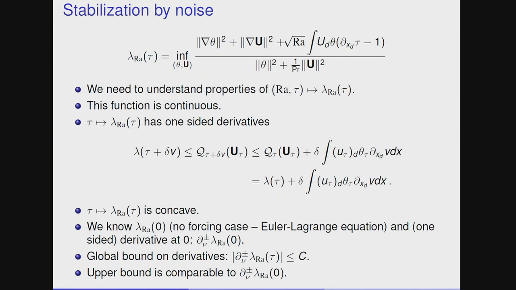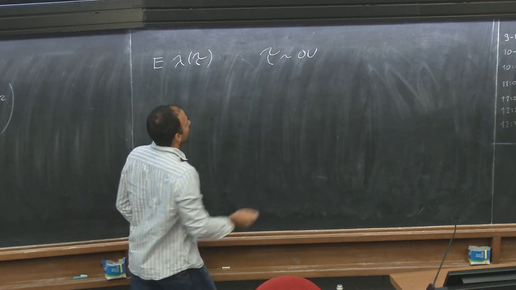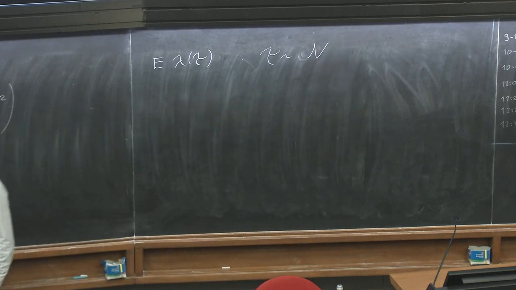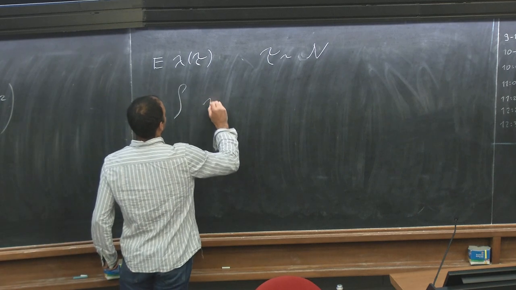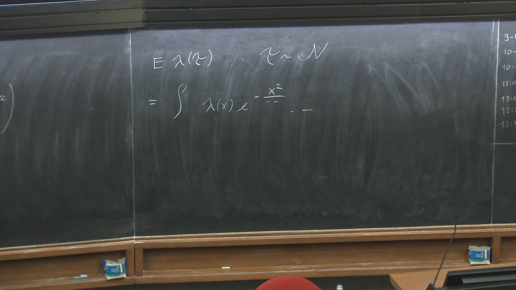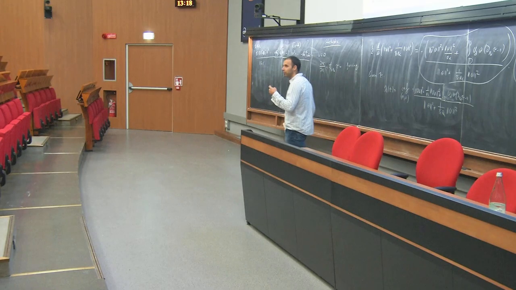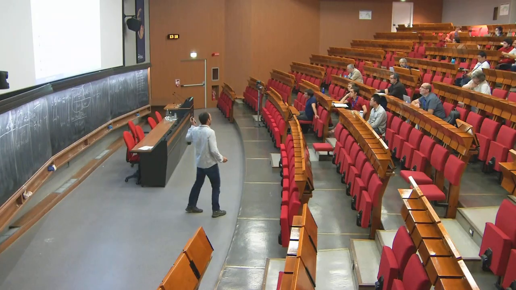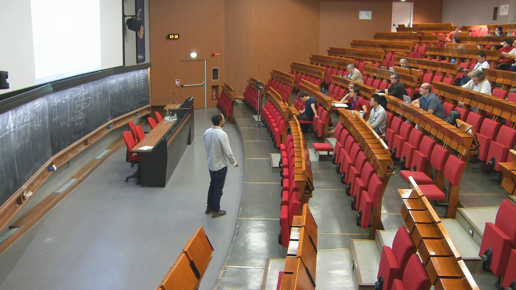All right, so I go back to my functional. And in order to get something about, recall, I'd like to say something about the expectation of lambda as a function of tau, and tau is something like a normal distribution. It's a stationary measure for the OU process. Okay. So I would like to say something about this one, and we all know this is something like lambda of x times e to minus x squared. Okay, so I need to integrate the function against the Gaussians. So in order to do some estimates on this one, I would like to know something about lambda. Okay. That's kind of my goal.